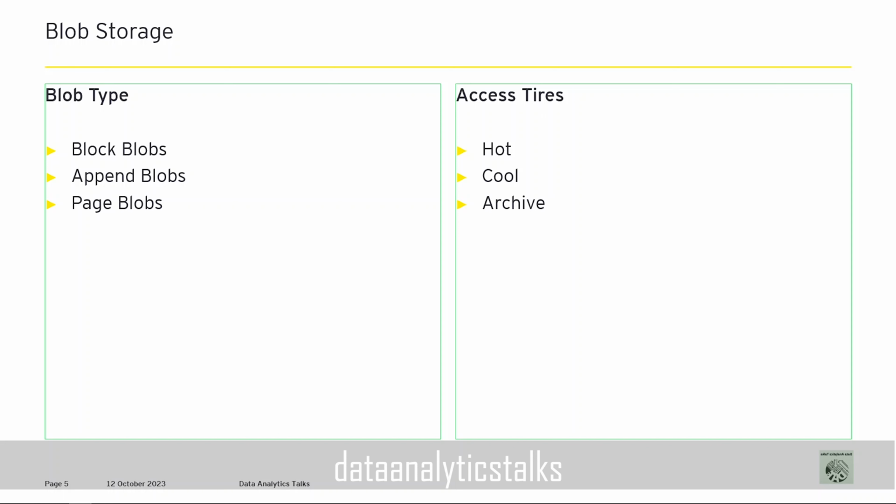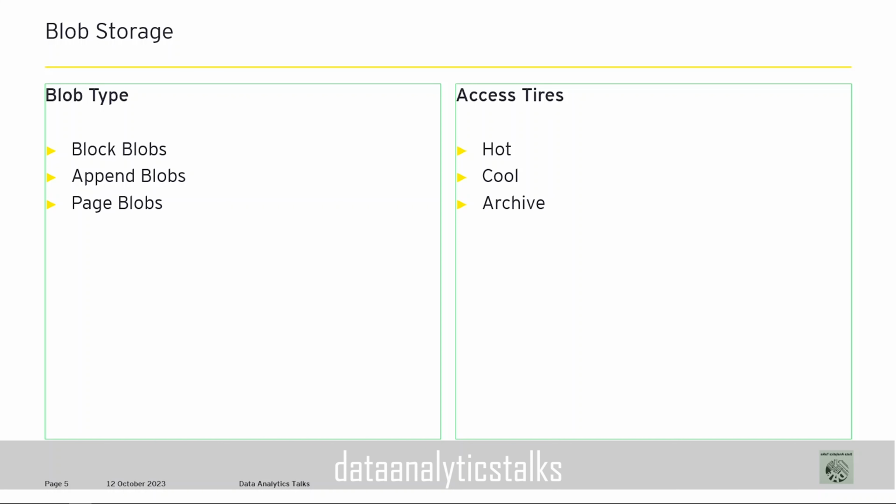There are 3 blob types: block blobs, append blobs, page blobs. I hope you remember that there are 3 access tiers: hot, cool, and archive. Hot is optimized for data accessed frequently. It has the highest storage cost and lowest access cost as compared to the other two tiers.